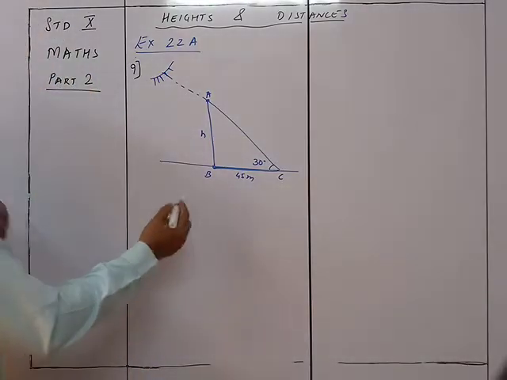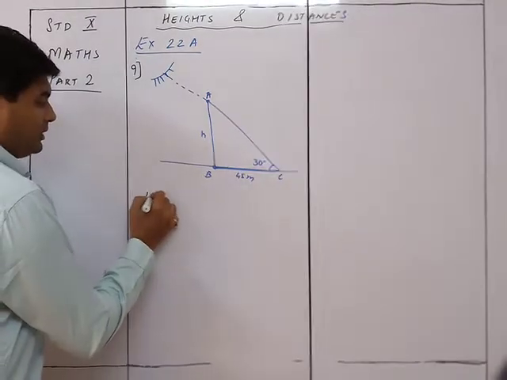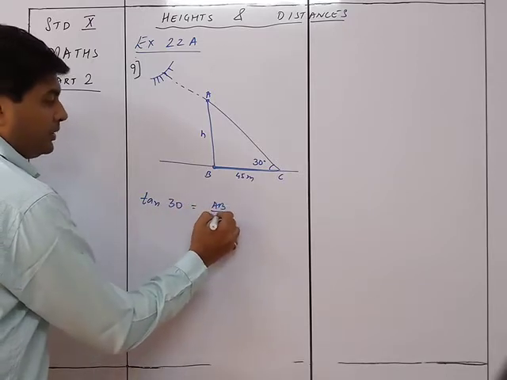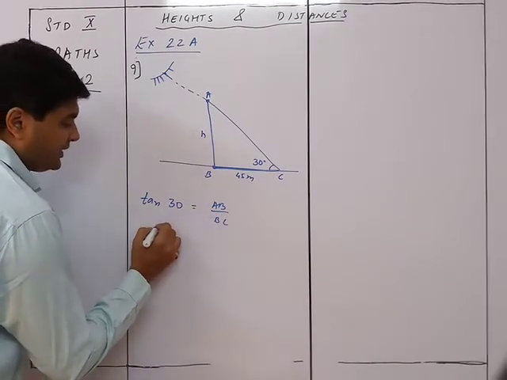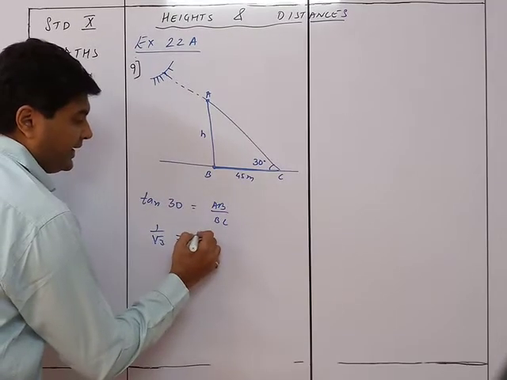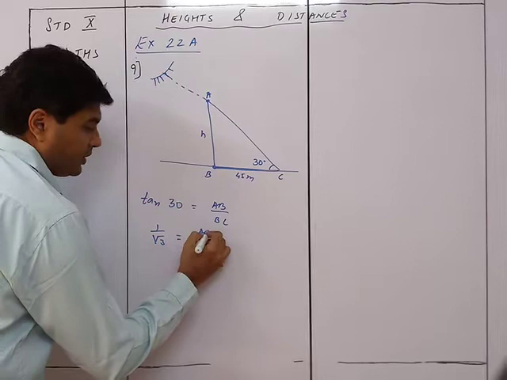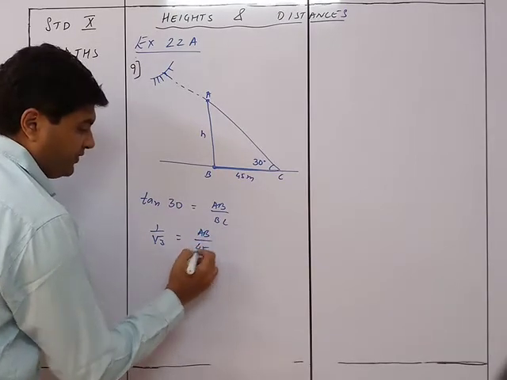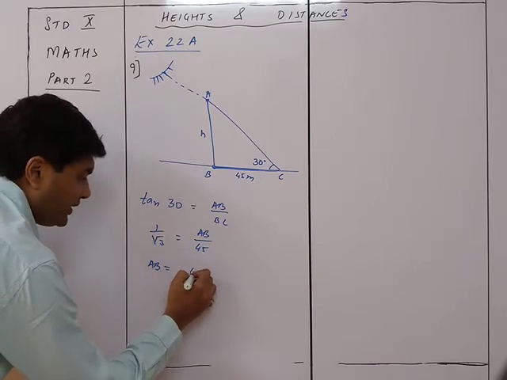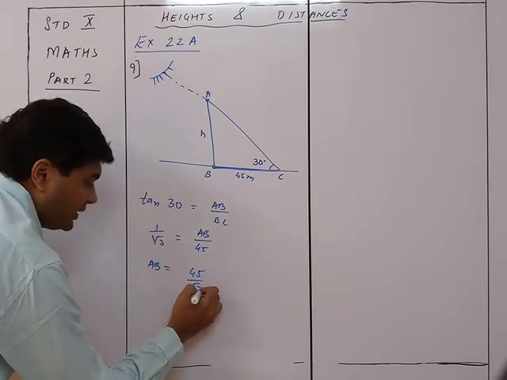So very simple. We know that tan 30 is equals to AB upon BC. Tan 30 is 1 upon root 3 is equals to AB, which is H, upon BC, which is 45. So AB is equals to 45 upon root 3.